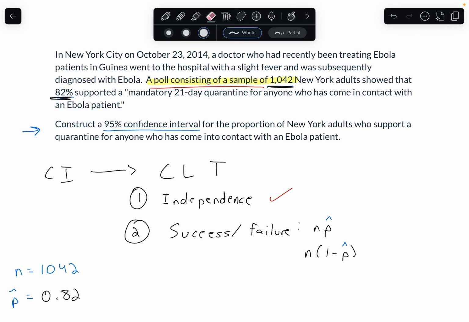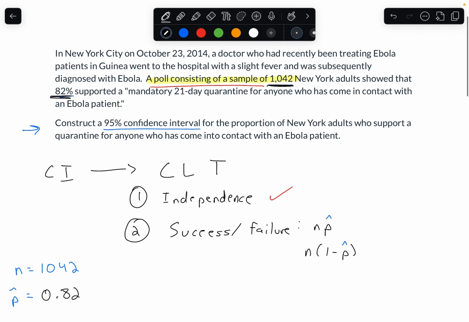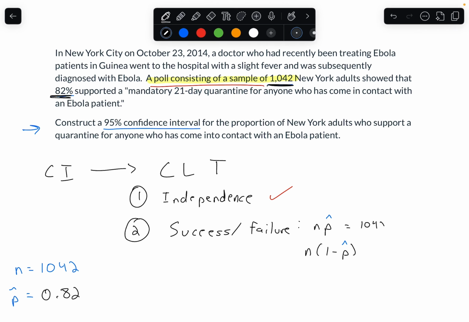So let's do that very quickly here. n we said was 1,042 times p hat, which is 0.82. Let me grab my calculator. So I have 1,042 times 0.82, and that gives me 854.44, running out of room. That's greater than or equal to 10, so that works.